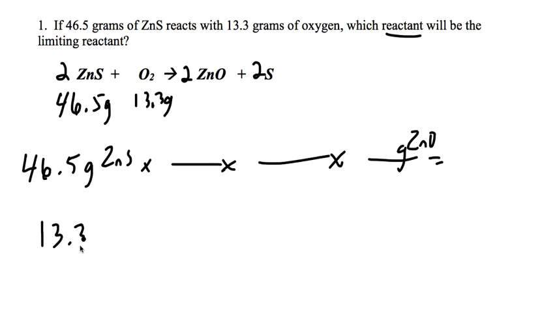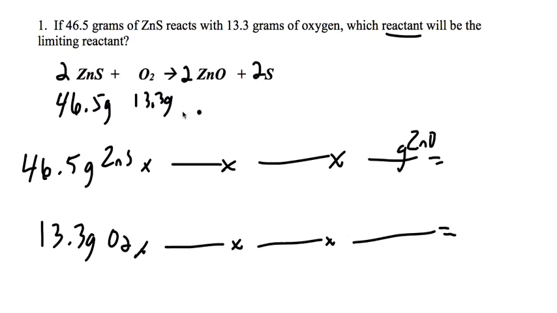And don't get caught thinking, hey, there's way less oxygen here, so there's no way that that's not going to run out first. You might think that this is for sure going to run out first. That is not always the case. So you've got to go through the math and check it out. Now it's a gram to gram stoichiometry problem like we've already done, and I'm just going to fill in the blanks here.